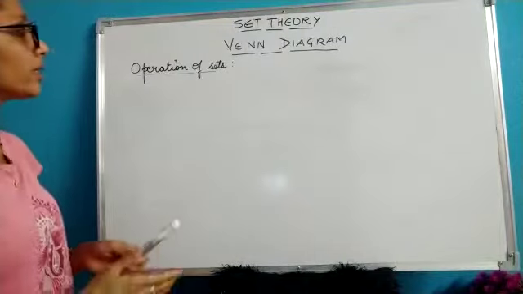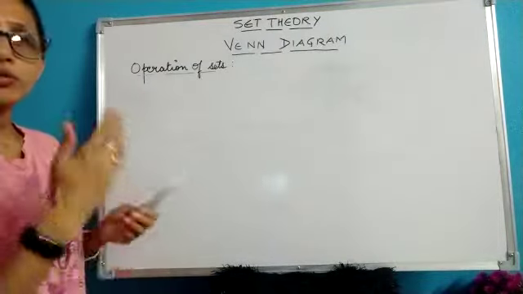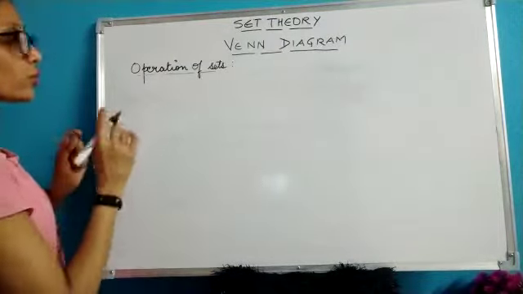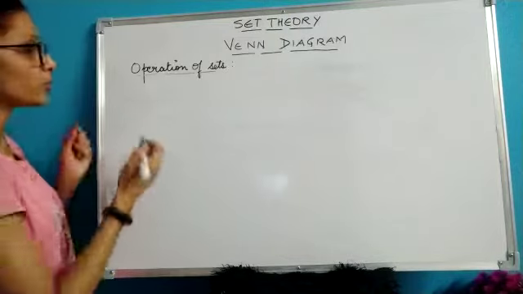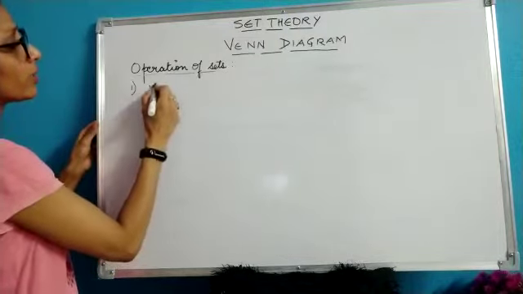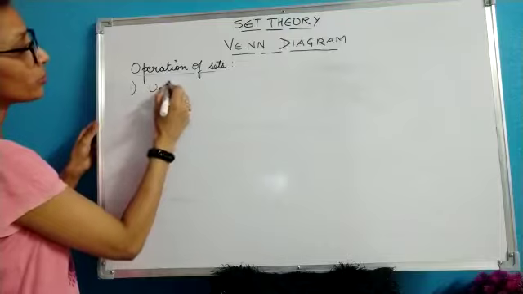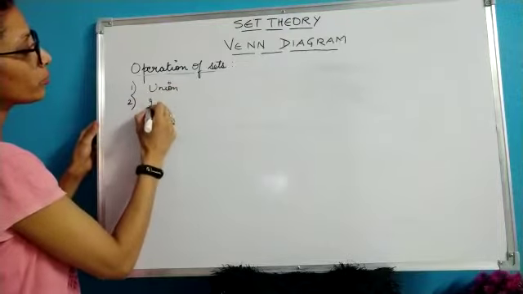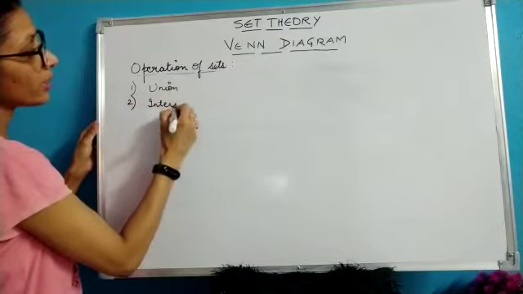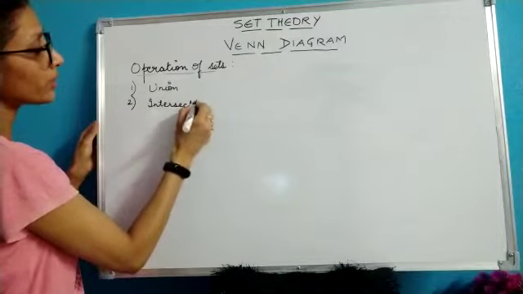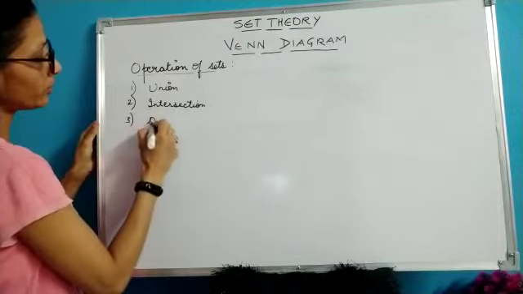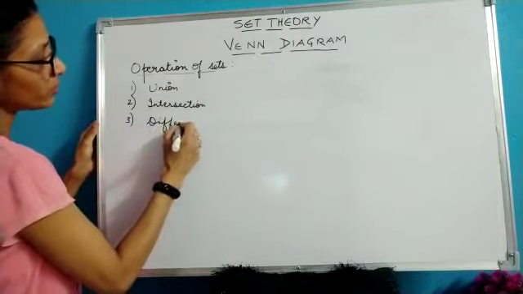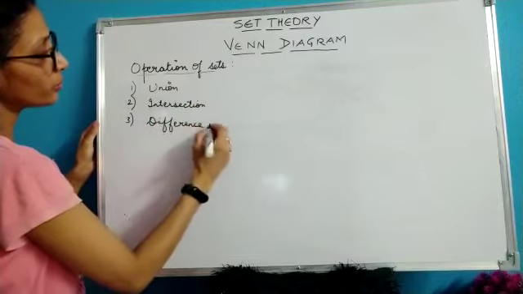Children, let's see what operations we can perform on sets. So we can perform 3 operations on the sets. First of all, I can find out union of sets, I can find out intersection of sets, and I can also find out difference of sets. This is again a new terminology. I will make it clear to you.